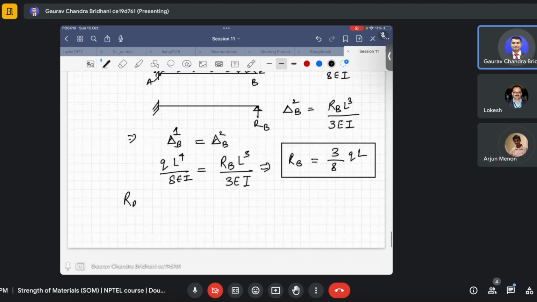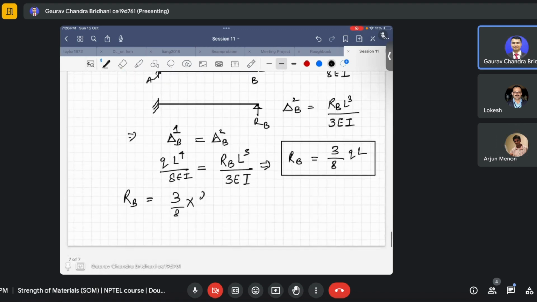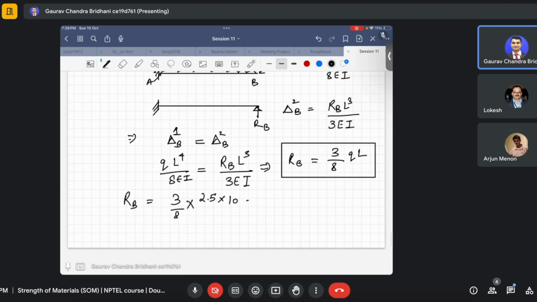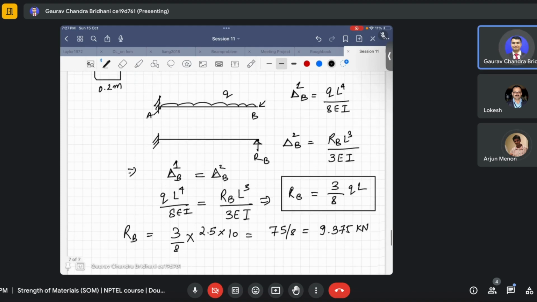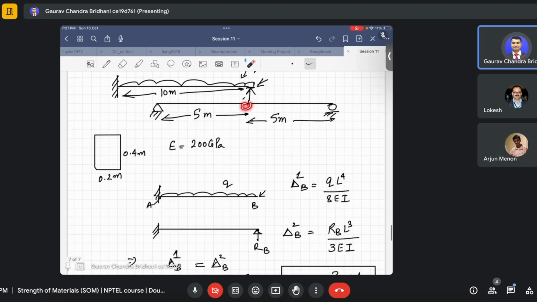Okay, so you want the force. So RB will be 3 by 8 into q, which is given as 2.5, into L, which is 10. So you just find this quantity, 75 by 8, 9.37, correct, kilonewton. Okay, no issue. Right now we'll use 9.375. So now this 9.375 kilonewton load will act at this point, and it will act upwards.